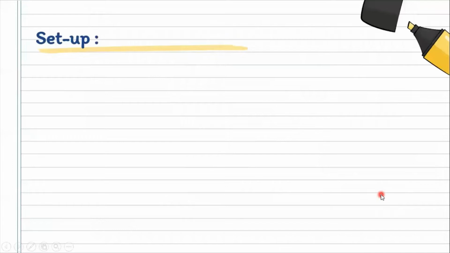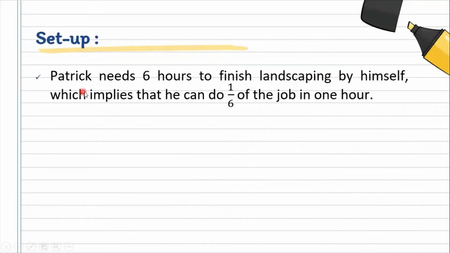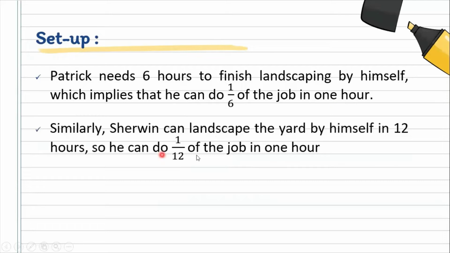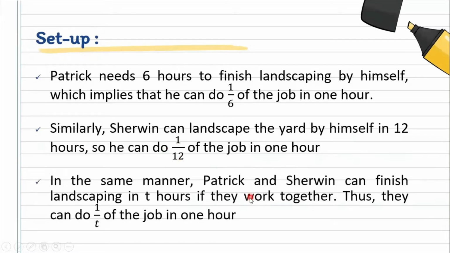Let's understand the problem. Patrick needs 6 hours to finish landscaping by himself, which implies that he can do 1 over 6 of the job in 1 hour. Similarly, Sherwin can landscape the yard by himself in 12 hours, so he can do 1 over 12 of the job in 1 hour. In the same manner, Patrick and Sherwin can finish landscaping in T hours if they work together. Thus, they can do 1 over T of the job in 1 hour.